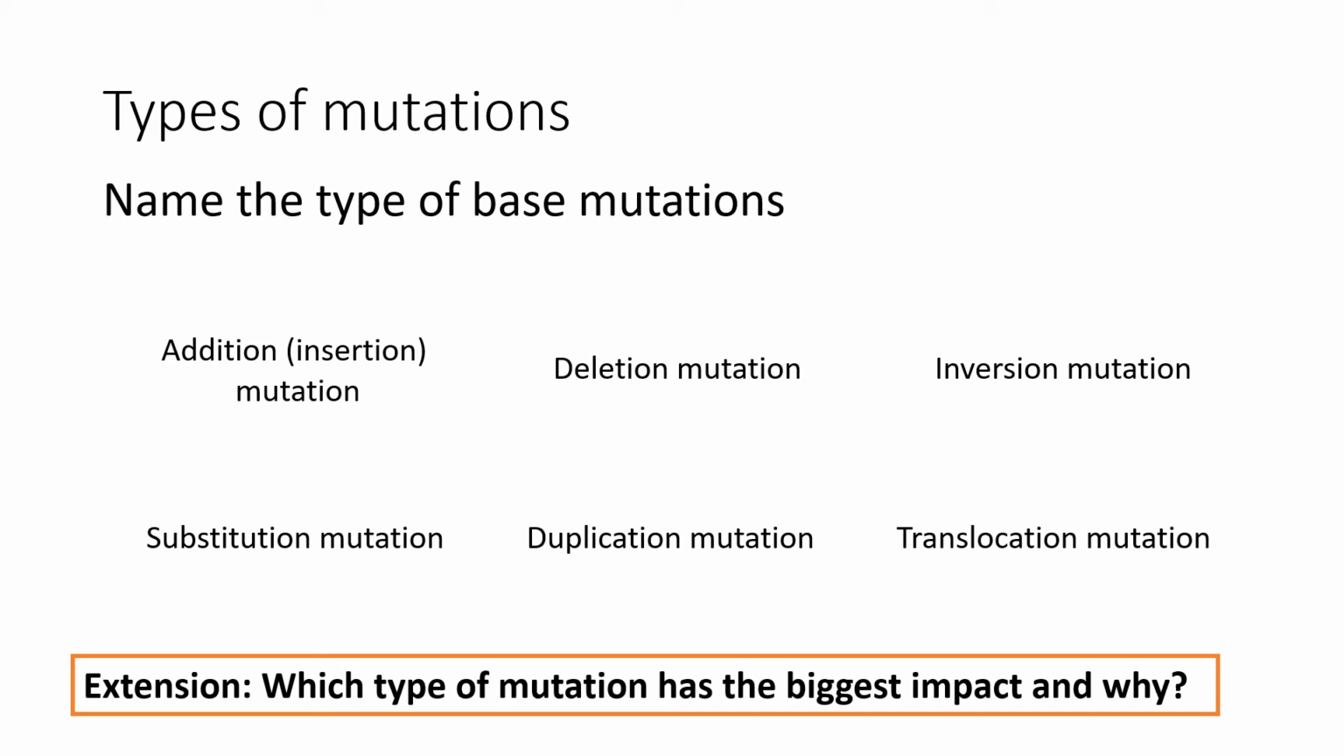Whereas if we go with something like a deletion or an addition, we can actually affect large numbers of triplets by simply adding one extra base. All the other bases are out of sequence.